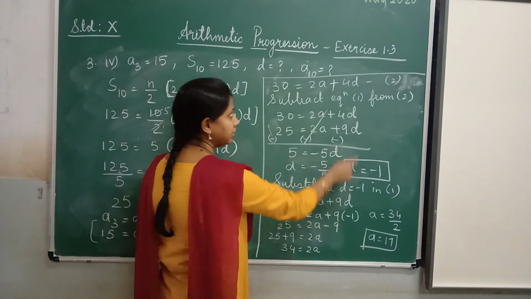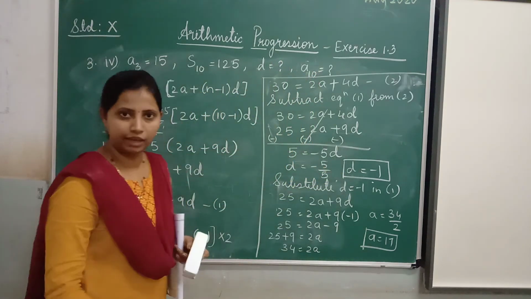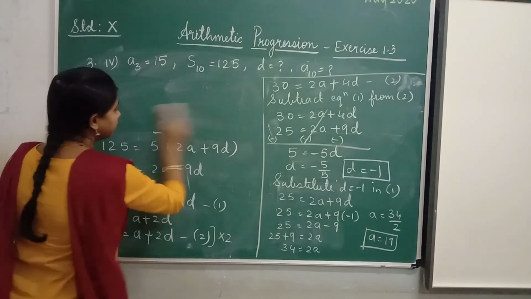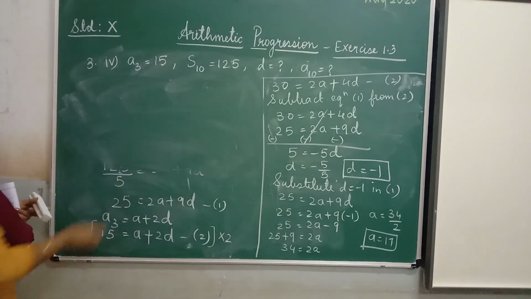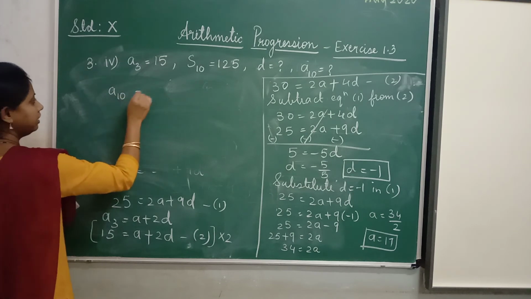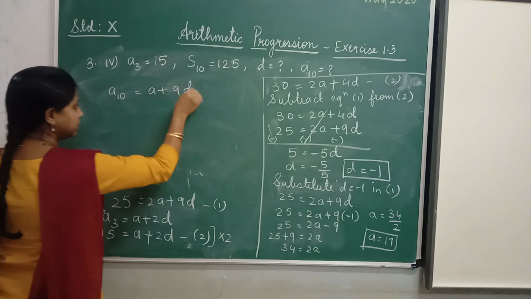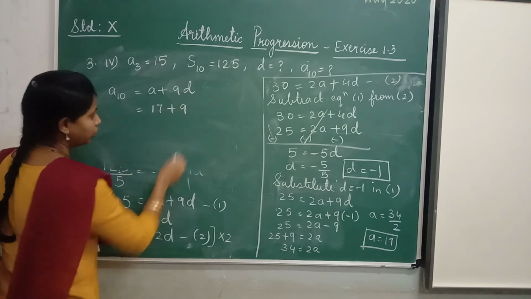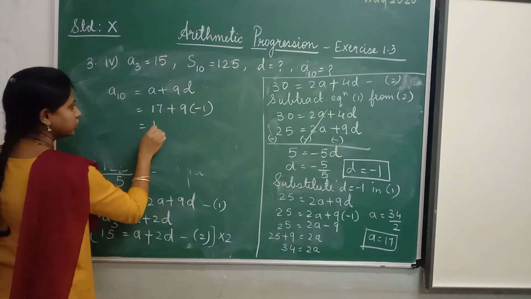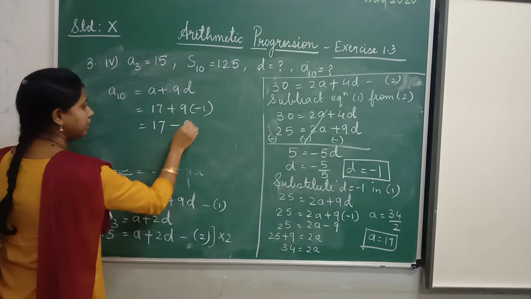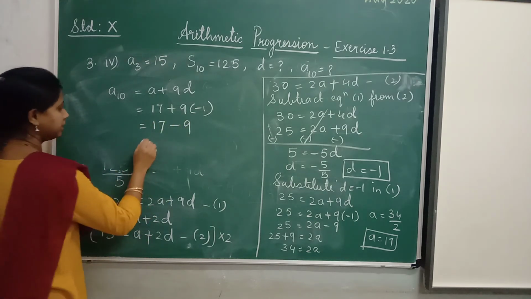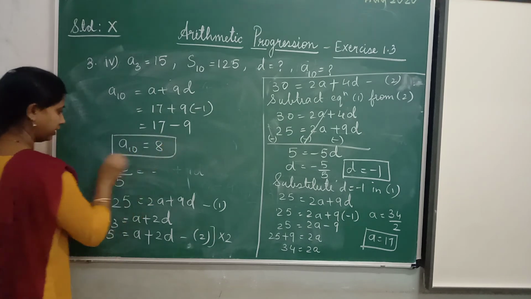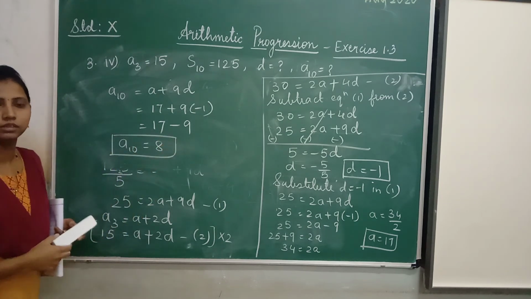Once you have d, then you can find A10. So A10 will be nothing but a plus 9d, that is 17 plus 9 into d, which is minus 1. So 17, 9 into minus 1 is minus 9. So 17 minus 9 is 8. So the 10th term is 8. Understood, children? This is the way.